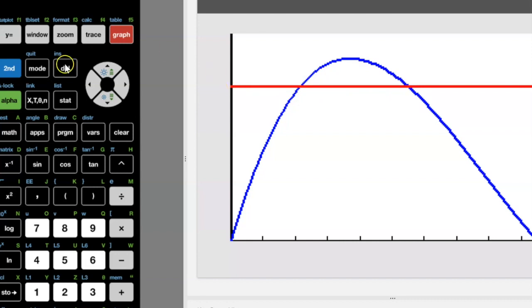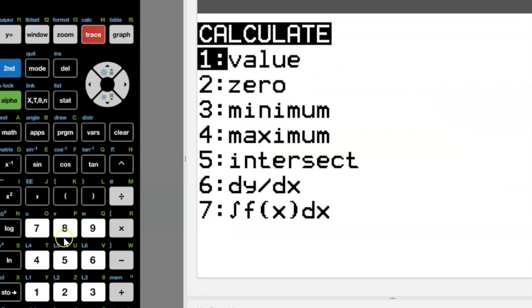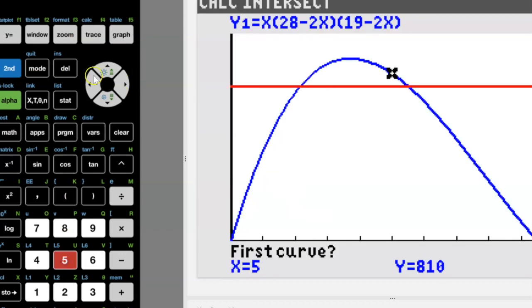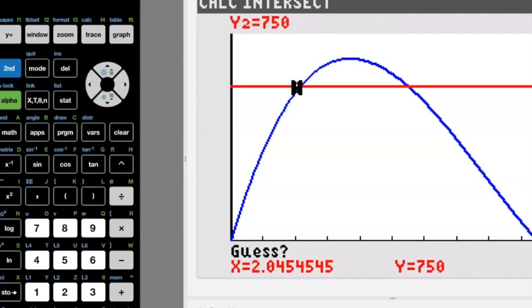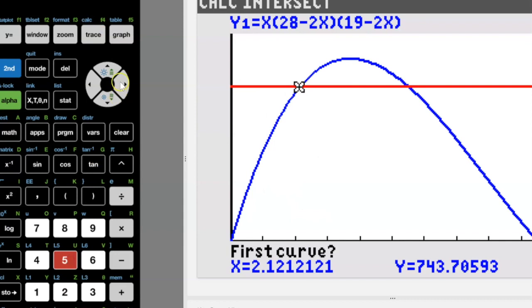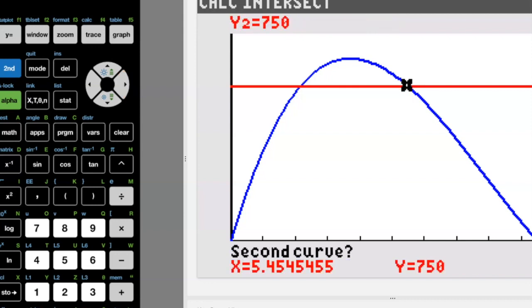That red line is representing 750. So if you go second trace intersect and you want to trap that, you can go nearby there. Let's do this to one decimal place again. And you're going to get something here that's going to say, well, we'll say 2.2. And then to find the second one, second trace intersect. Okay, and we get 5.5. So those are two intersects from that.